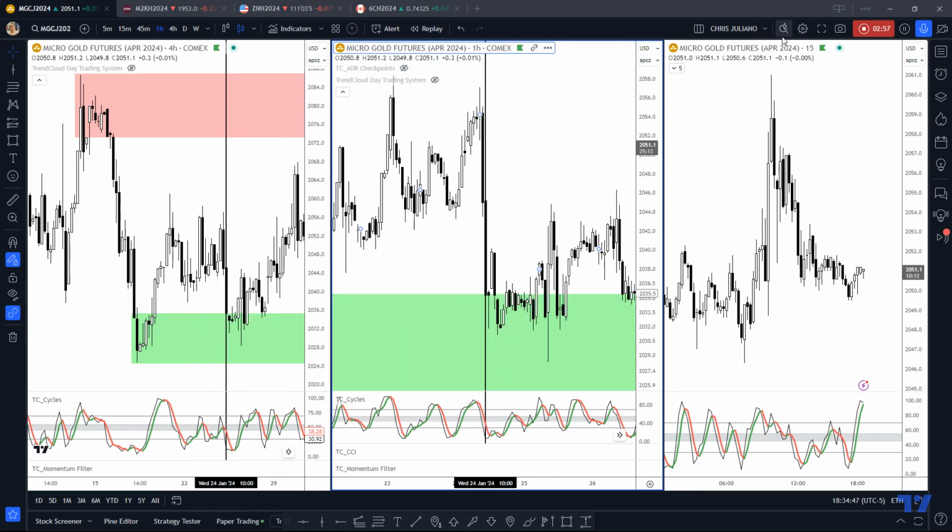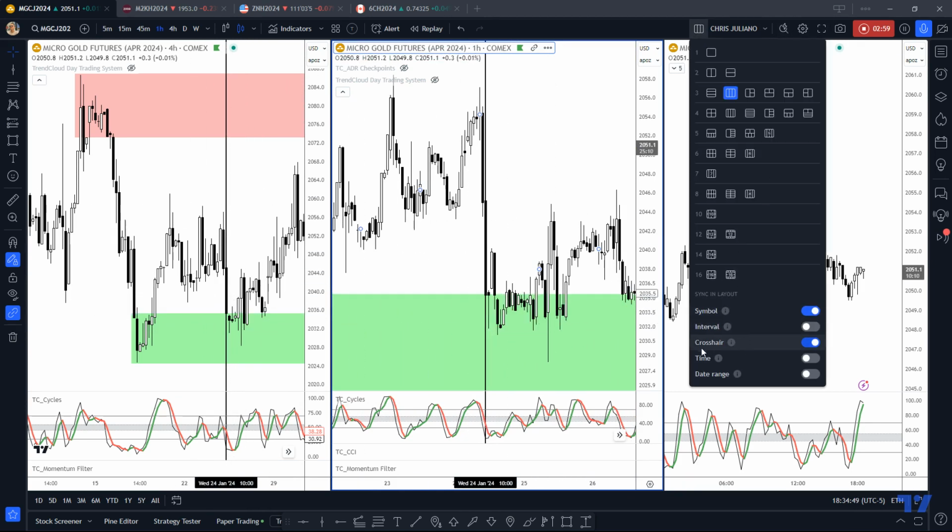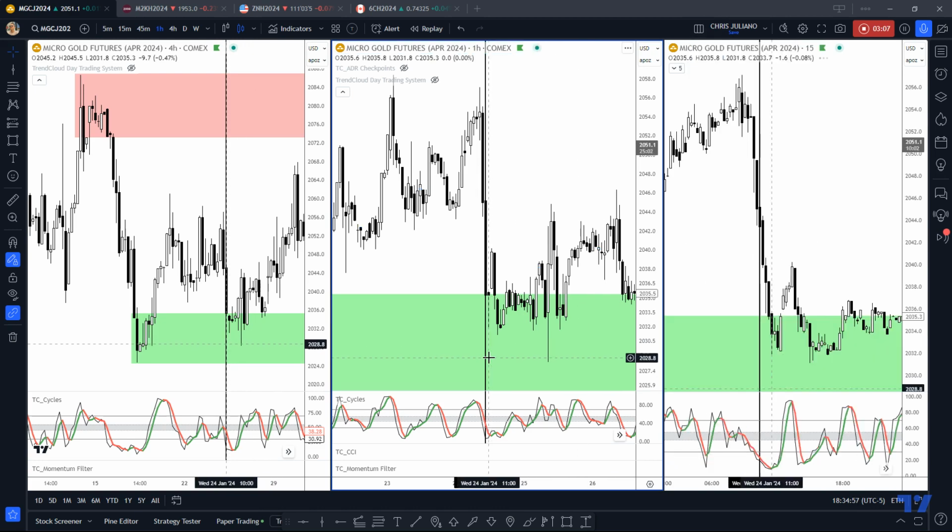Now, go over here and flip on the time slider so that when you click onto this, it will go exactly to that spot. It's just a little easier to follow this. Do you see how the cycle indicator is pointing down and it's red, and how it's pointing down and it's red on the middle time frame, and it's pointing down and it's red on the low time frame?